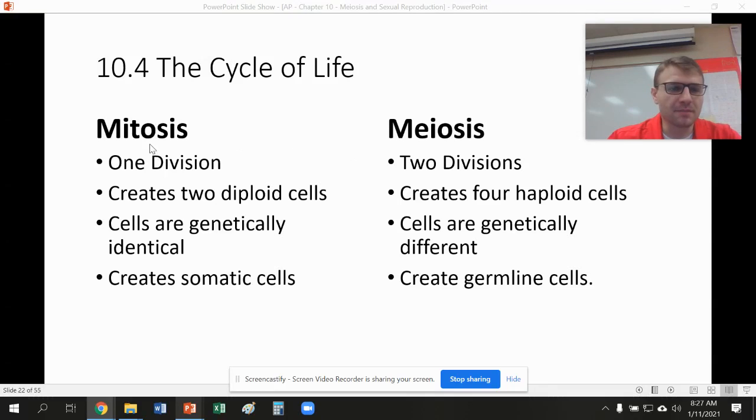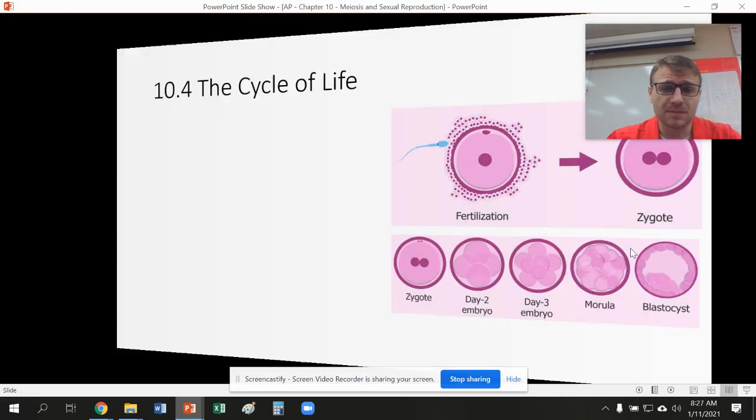So just a comparison, again: in mitosis, there's one division, and you create two diploid cells from one diploid cell. The cells are going to be genetically identical, and you want that in your body. They're going to create these somatic cells, or body cells. However, in meiosis, you get two divisions. This is going to create four haploid cells, and the cells are going to be genetically different. These also create those germline cells, which are like your egg and sperm cells.